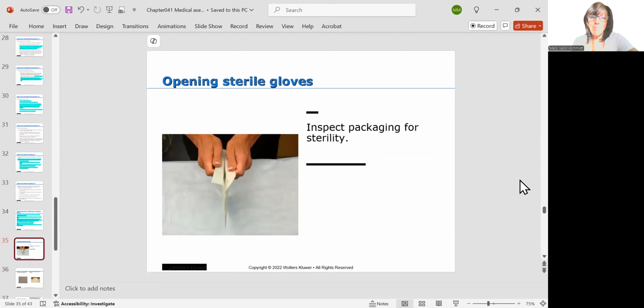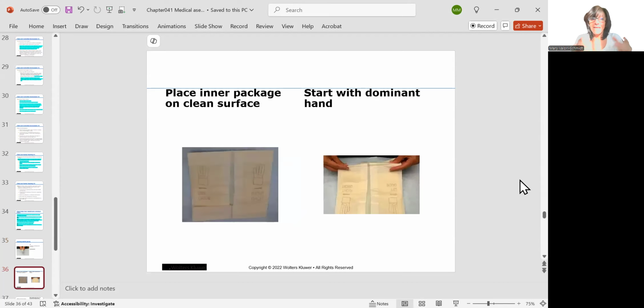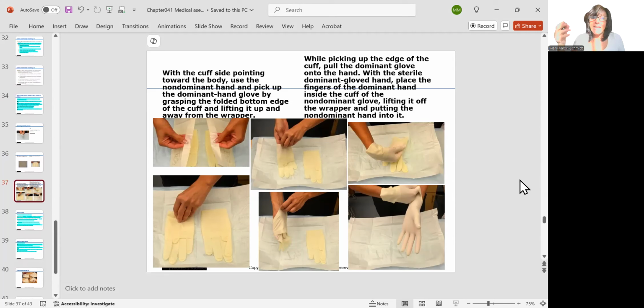When you open up sterile packages, like this package of sterile gloves, you inspect the package to make sure it's intact. Okay. And then you're going to open it away from you, place it down on a clean surface, right? These are sterile gloves. You're always going to start with your dominant hand. I'm right-handed, so that's my dominant hand. So I open the package. I use my non-dominant hand to pick up the dominant hand glove, put my hand in it.